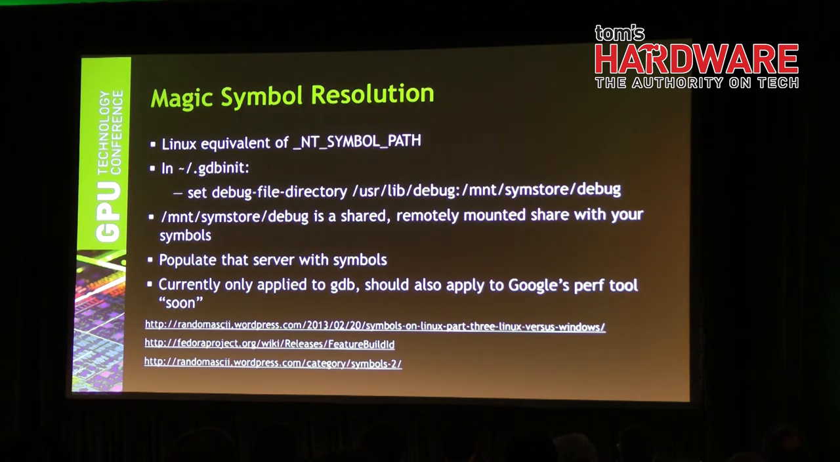Another thing that you might be missing on Linux would be the NT symbol path. If you're not familiar with it, this is basically a way for you to get symbols for the multitude of builds you might have. You put them all in one place, and then you're able to resolve these from any machine you want. Linux has the equivalent, and I don't really want to dig into the details here, but this is supported already in GDB, and other tools are starting to standardize on it as well.